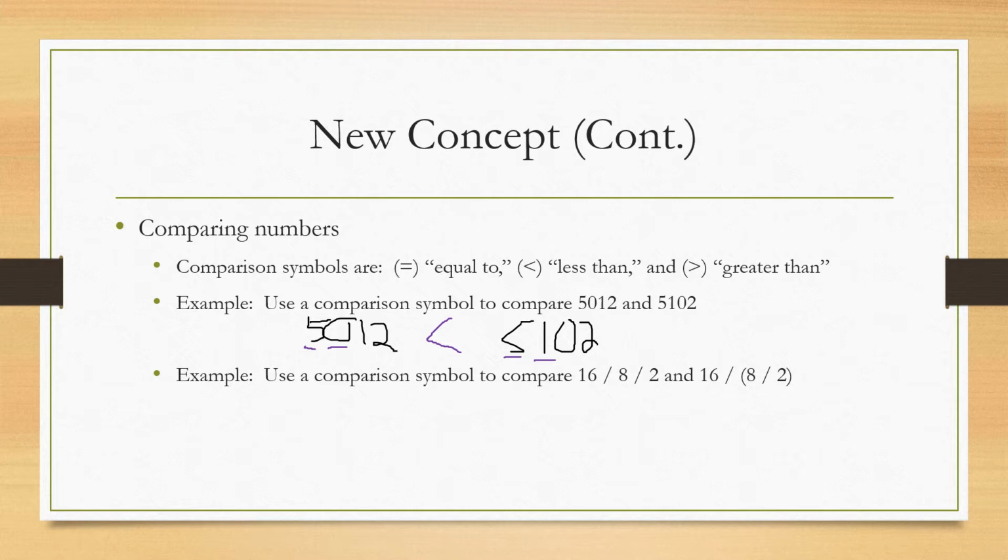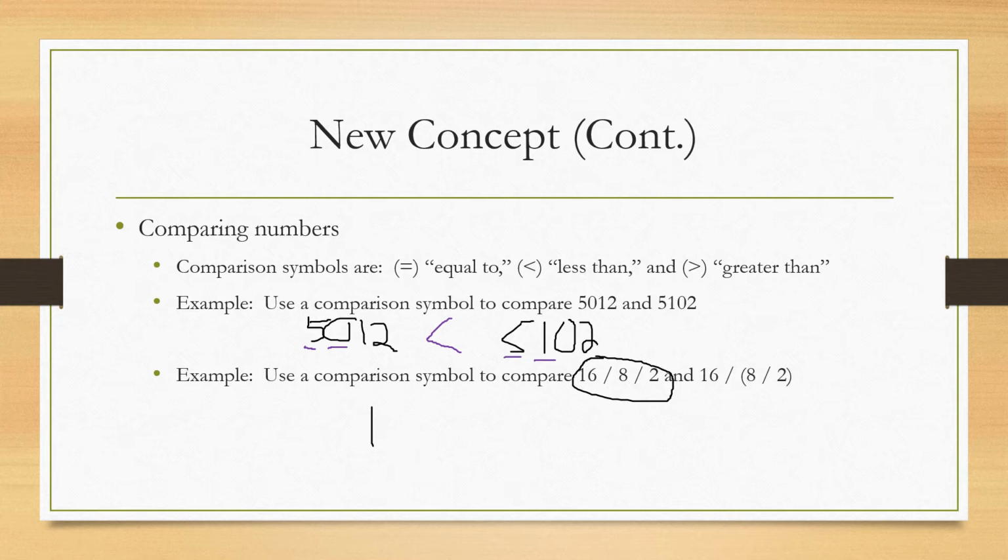We're going to do the same thing in the second practice problem, except we need to solve these problems first. These are both division problems. We need to find the quotient before we can compare. So this first division problem has no parentheses, and that means we're just going to move left to right. So 16 divided by 8 is 2. 2 divided by 2 is 1. So that's our first quotient.